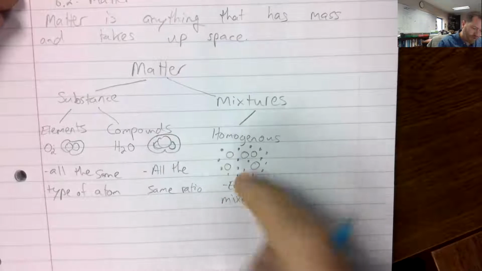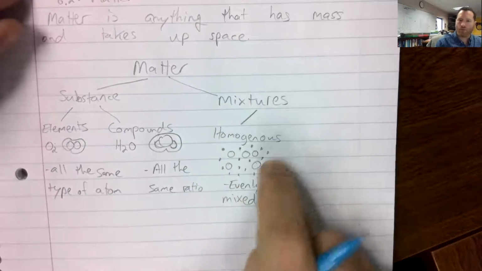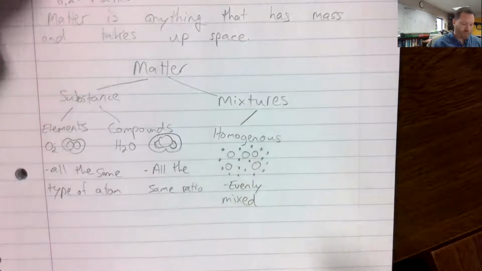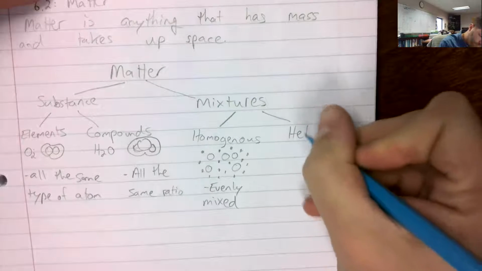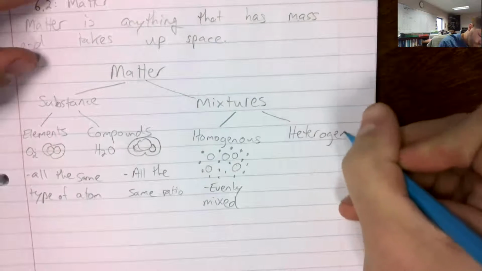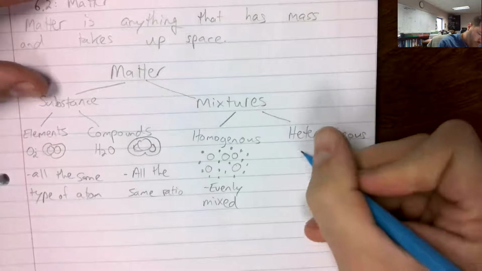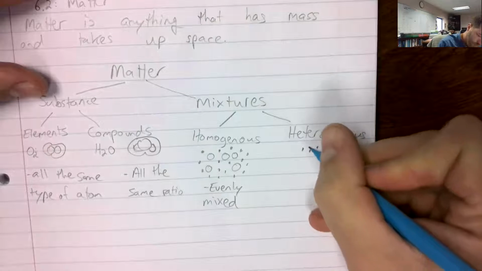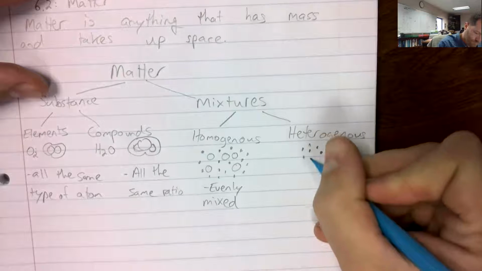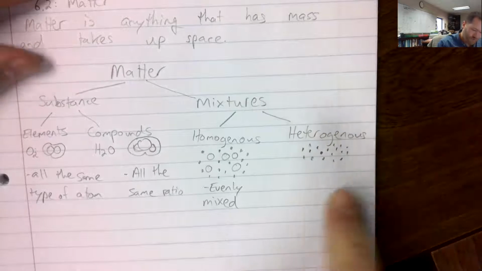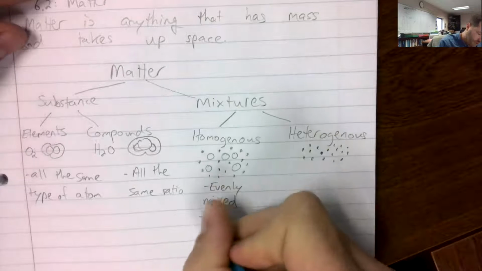Doesn't mean the same number. So I've only got 5 of the big circles and a lot more than 5 little dots, but they're evenly spread throughout. Or they can be heterogeneous. So an example of homogeneous might be like salt water.